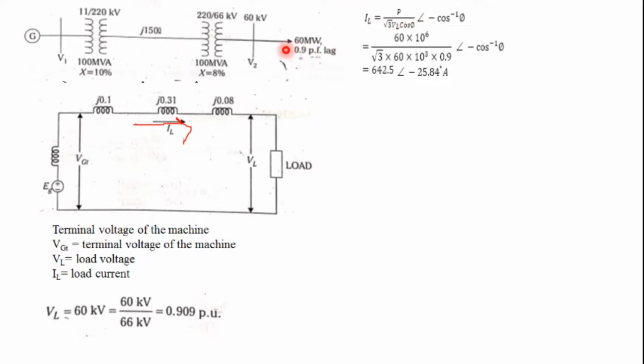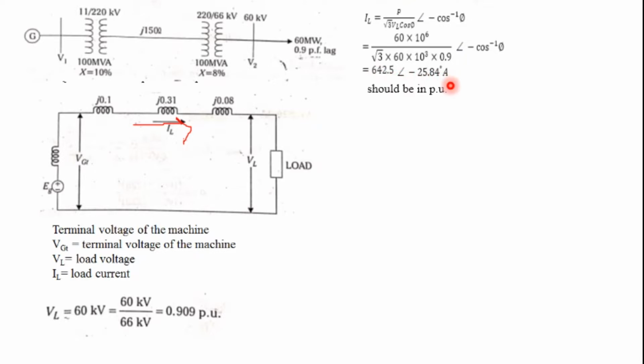So what is the power which is drawn? It is 60 megawatt, 60 into 10 to the power of 6, divided by root 3. What is the VL value? This is working at 60 kV. Don't get confused here between actual value and base value. This is the actual value. 60 kV into power factor 0.9. Why is the angle considered minus? Because it is lagging. At an angle of minus cos inverse of 0.9, you get 25.84 degrees. So we get 642.5 at an angle of minus 25.84.